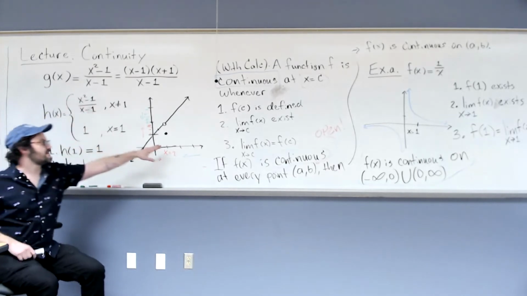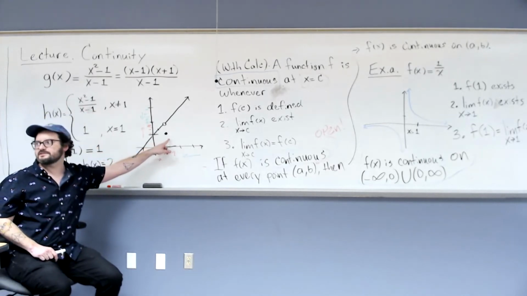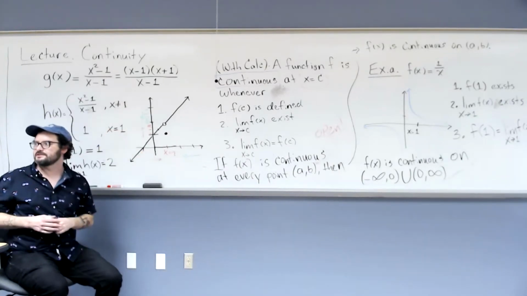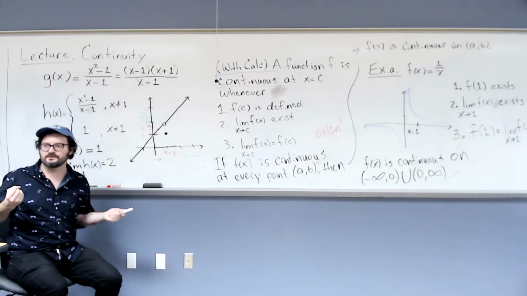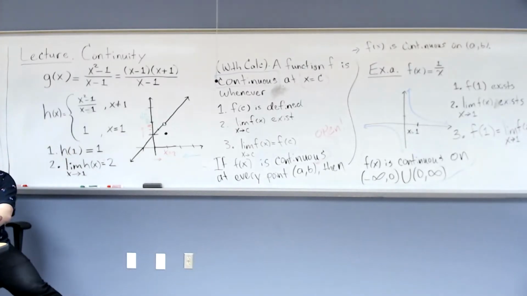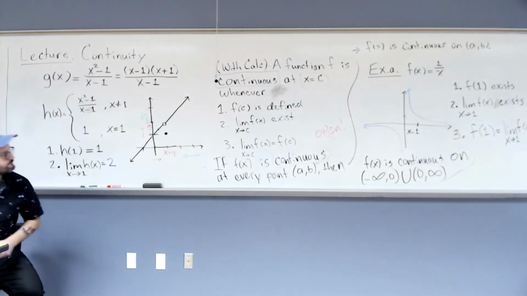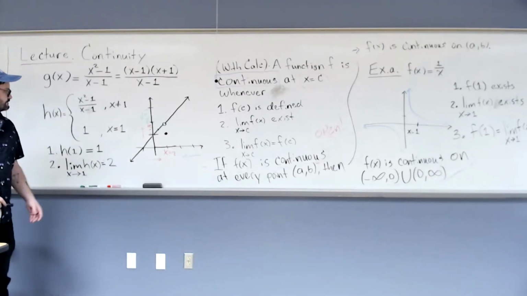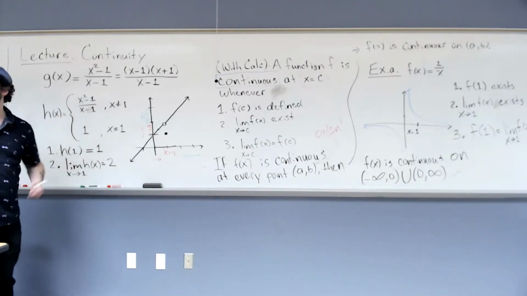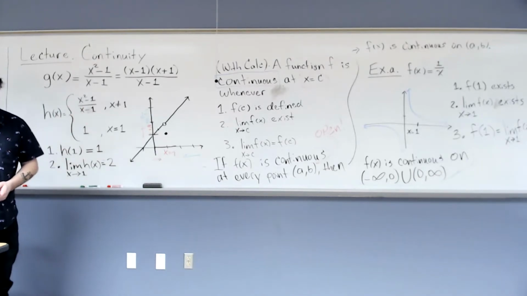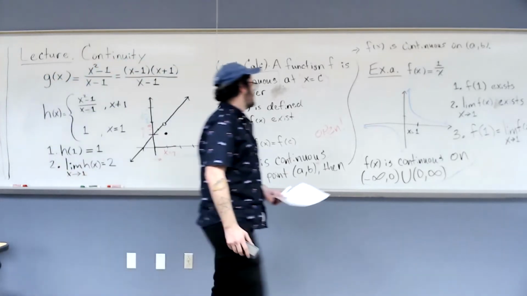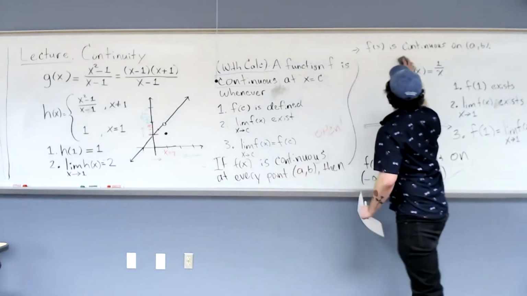For g, that point right there wouldn't exist for the original function g. Then it would just be like a removable discontinuity. So it doesn't jump, it's just there's a hole there, right, where it's not defined. Okay, so this function h and the function g are continuous everywhere except x equals 1. Okay, so let's try another one.